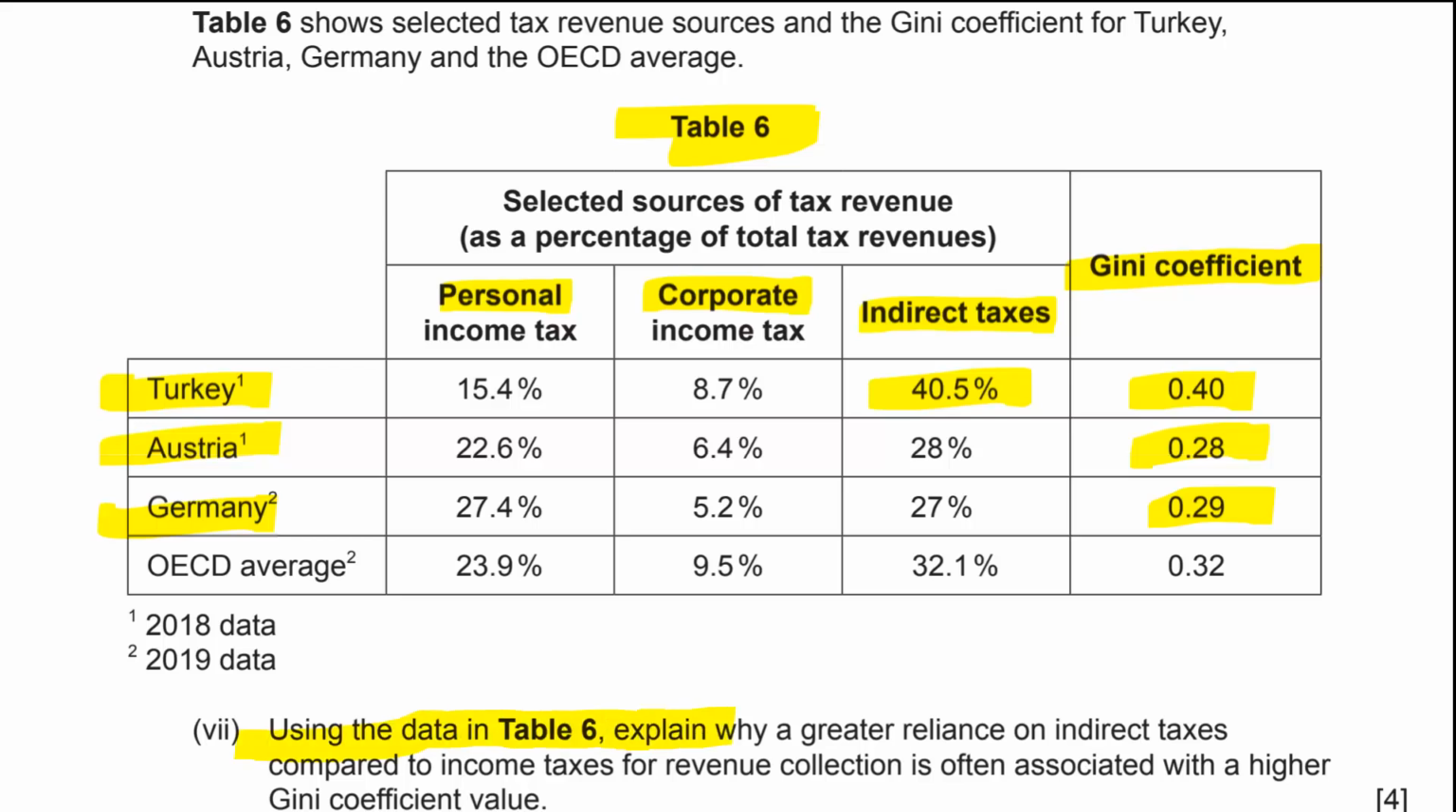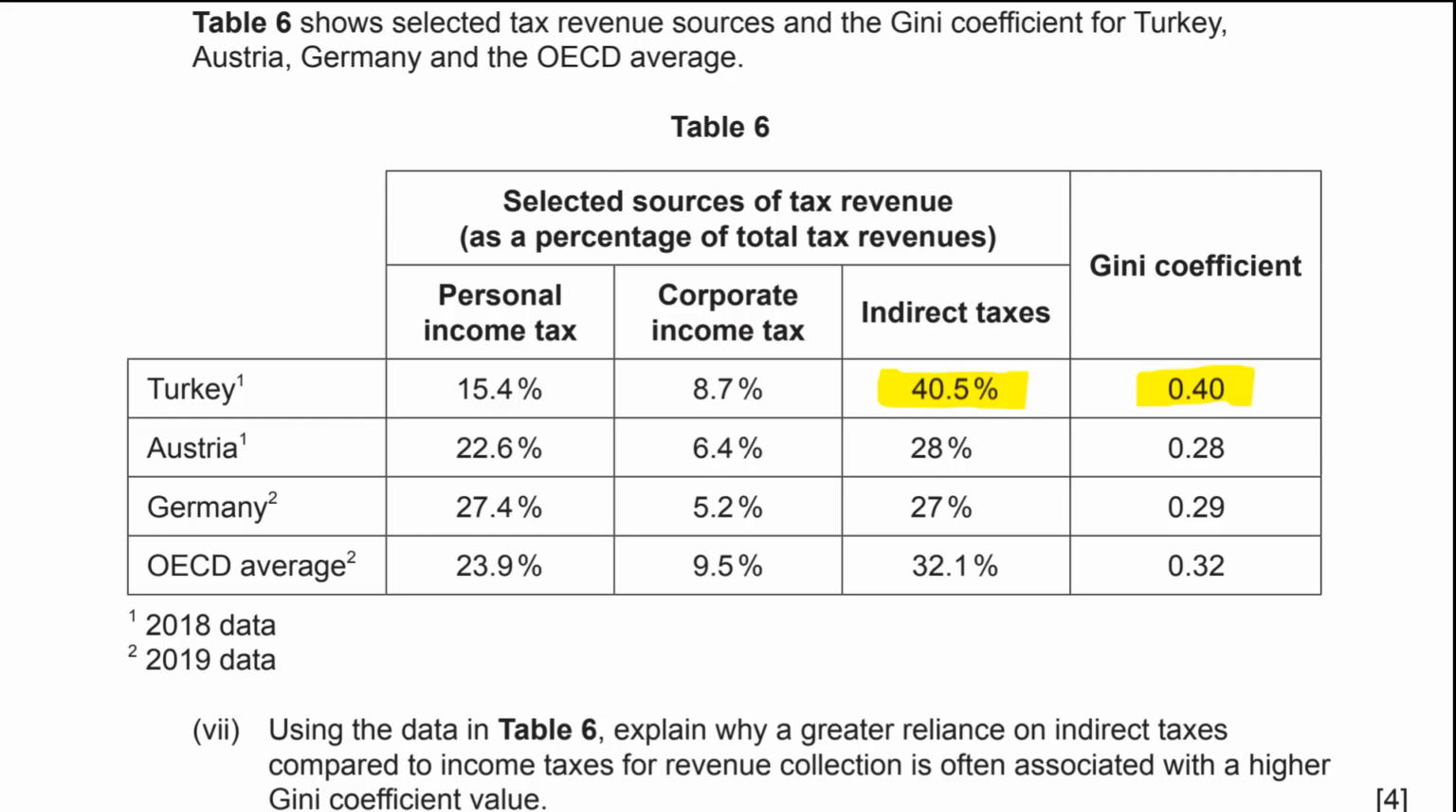So the question is telling us to use the data from table 6 to explain why a greater reliance on indirect taxes compared to income taxes for revenue collection is often associated with a higher Gini coefficient value. Right, so what they're saying here is, look, if we just look at this table, we can see that there appears to be a correlation between indirect taxes as a percentage of tax revenue and the Gini coefficient. So, for example, in Turkey, indirect taxes account for 40.5% of tax revenues, and they have a Gini coefficient of 0.4. Okay, big deal. So what?